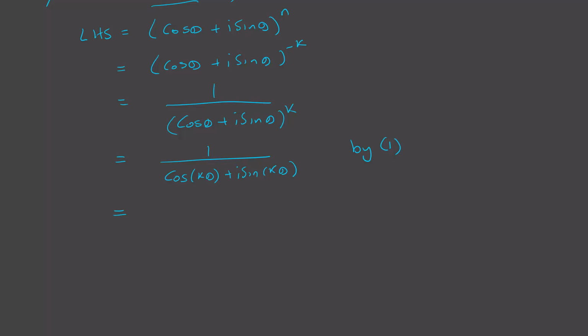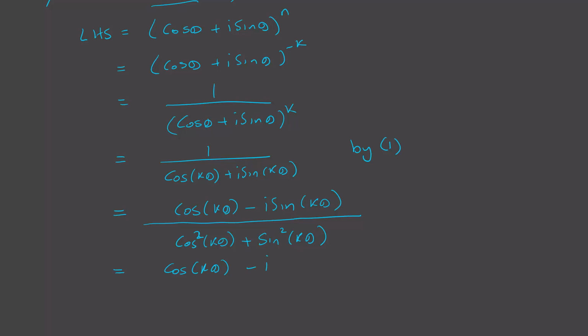Now, how do we deal with this situation, having our complex number on the bottom? We're going to multiply top and bottom by the conjugate. So I've multiplied the top by cos k theta minus i sin k theta. And then on the bottom, because we're multiplying by a conjugate, we get a difference of perfect squares, and therefore we have cos squared k theta + sin squared k theta, which of course is 1. So I've just got cos k theta minus i sin k theta.